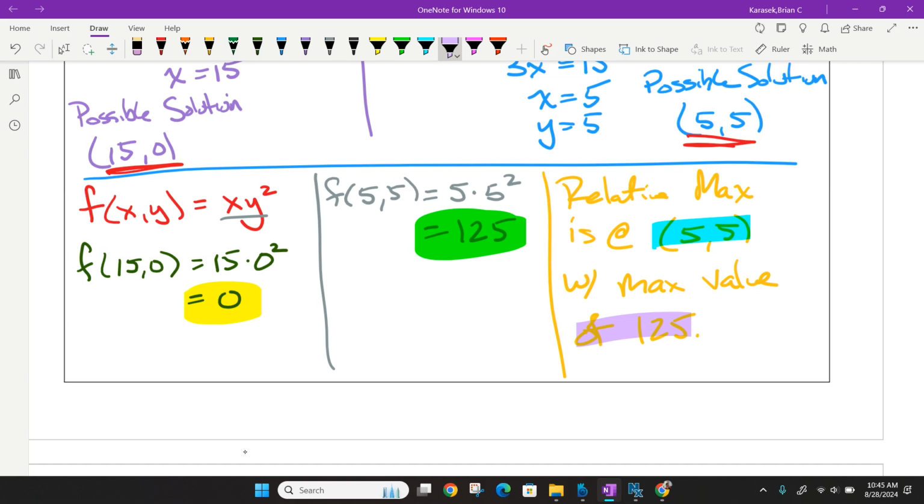And so keep an eye on the directions. Make sure you're answering the question that they're asking. Because if they want the point (5, 5) and you type in 125, the system's going to mark it wrong. And I get that you're not wrong, you just read the question incorrectly. So just be careful with that. That's a common mistake. Okay?